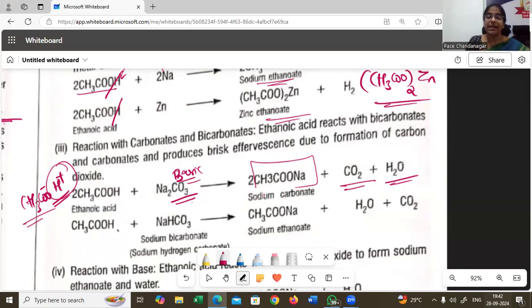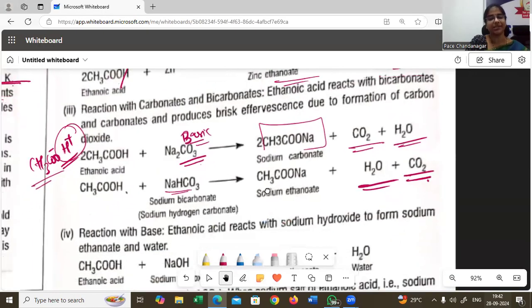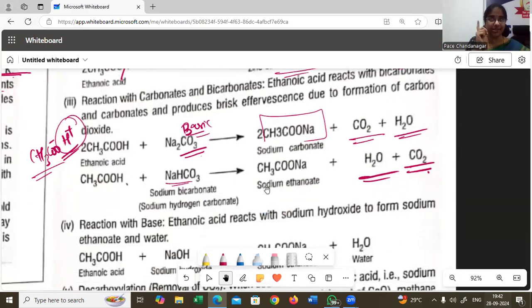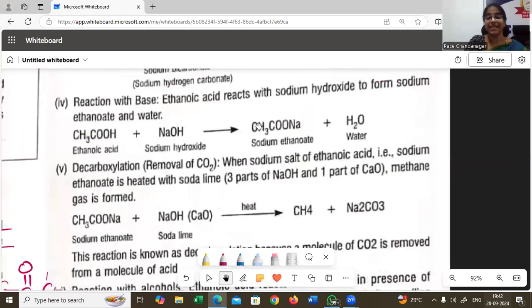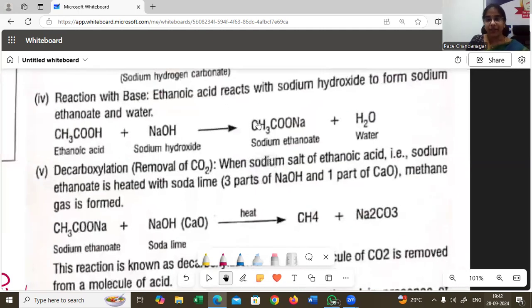And similarly, bicarbonate will also give you carbon dioxide, as it is also basic in nature. It gives the same thing, but the balancing differs. The difference between these two is just in balancing. And this is the distinguishing factor to identify whether your given compound is an alcohol or a carboxylic acid. Remember that. Next, reaction with base. Yes, reaction with base happens here, because this is an acid. Whereas with alcohol plus base, we don't see any reaction.